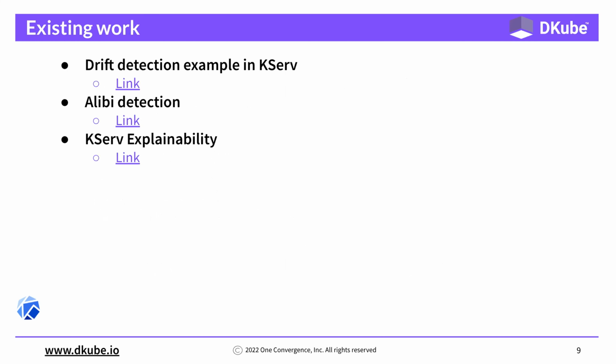And then, as I was mentioning before, there is some work in the community today. If you look at KServe, there is one drift detection example. It uses Alibi Detect. And then KServe also has one example for explainability, but that's very tied to how KServe implements deployments. But I think the model monitoring product by itself needs to decouple from a particular type of deployment. It needs to work with any deployment.